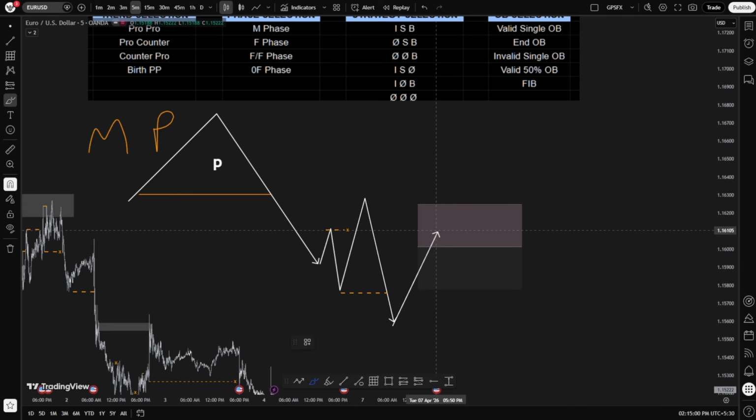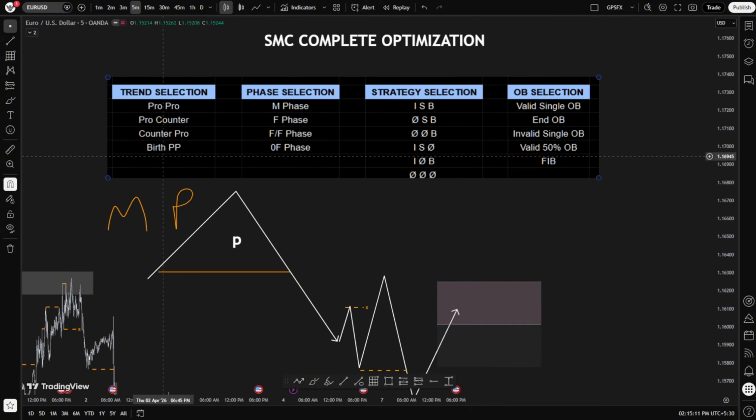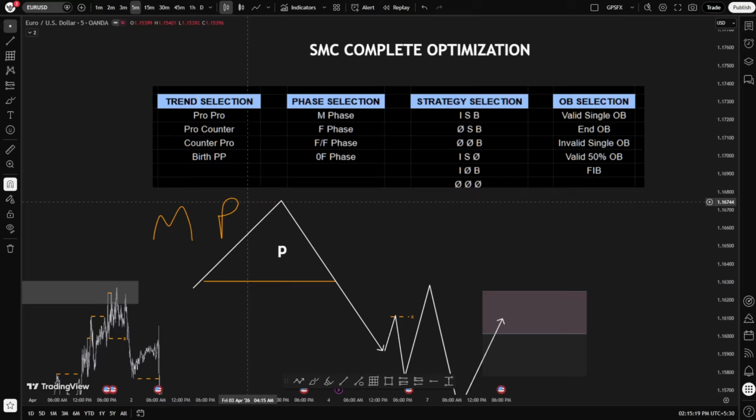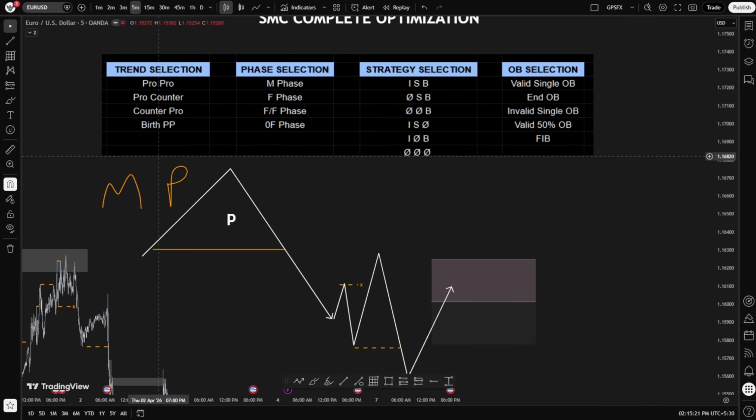This is what we have mentioned as birth PP, right? So guys, if this is confusing, you can even not trade this, because this is the lowest probability in trend selection. The birth PP is the lowest probability overall. So if you are a beginner and you don't have backtested data, I would suggest you don't take this entry. You can just use these first three trend selections.